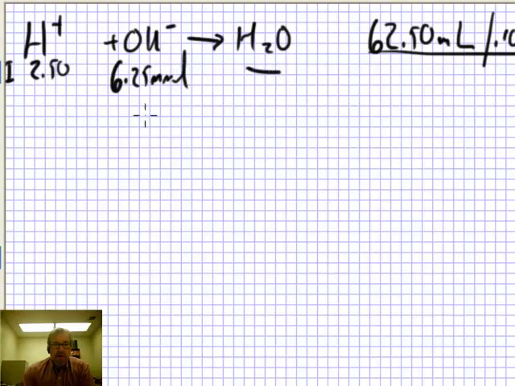Here's our change. After the equivalence point, H plus is now the limiting reactant because we have less H plus than we have OH minus. So that means we're going to use up 2.50 millimoles of H plus. That means also we will react 2.50 millimoles of OH minus. And we will gain 2.50 millimoles of water, but we don't really care.